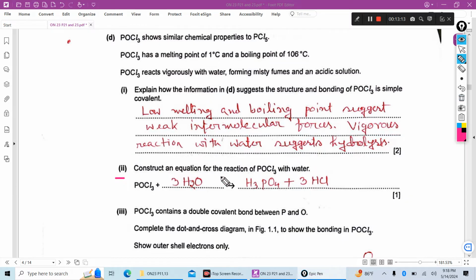Construct an equation for the reaction of phosphorus trichloride oxide with water. Phosphorus trichloride oxide is hydrolyzed, reacting with water to produce phosphoric acid and hydrochloric acid. This is the hydrolysis of phosphorus trichloride oxide.